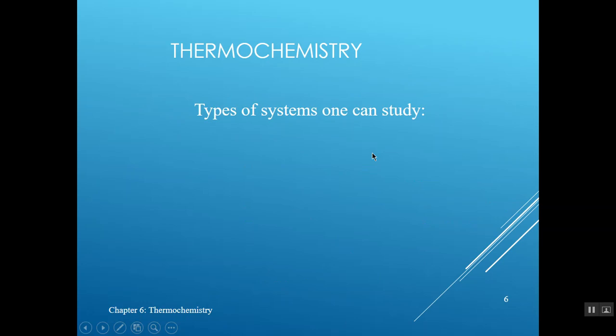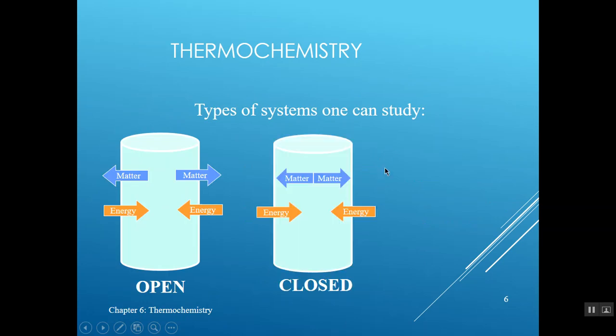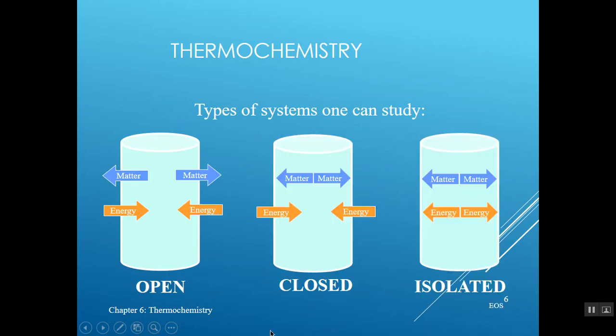Okay, so there are actually three types of systems that one can study. So all systems that we can look at fall into one of these three categories. You can have an open system where you have basically the free flow of energy and matter between the system and the surroundings. You can have a closed system, and in this system you can have energy flowing into and out of the system, but matter is not flowing into or out of the system.